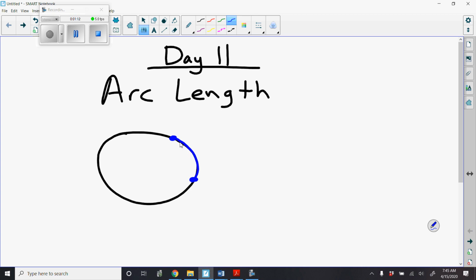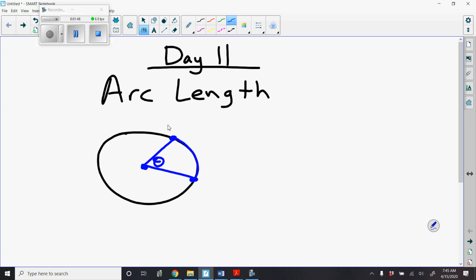Well, hopefully you can see that this arc is just a fraction of the circumference of the circle. So for example, let's say I knew that there was a central angle here of theta degrees. I know that this arc length has to be a fraction of the whole circumference.